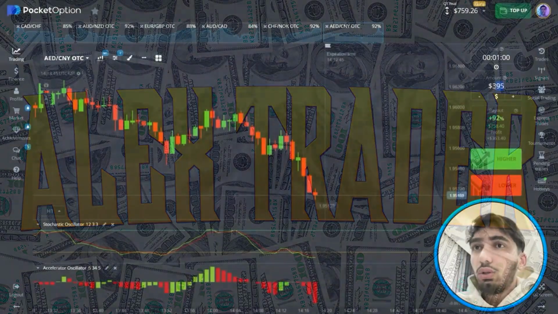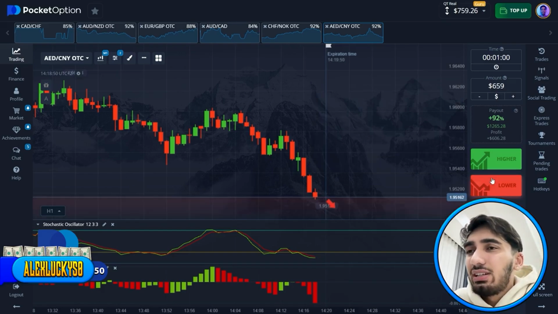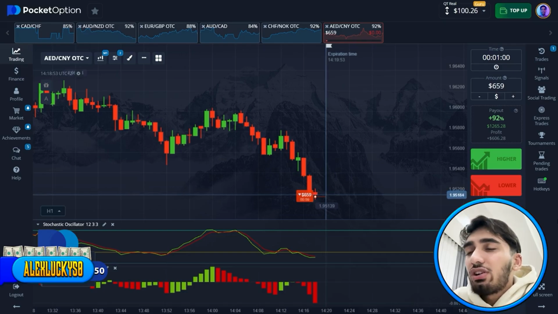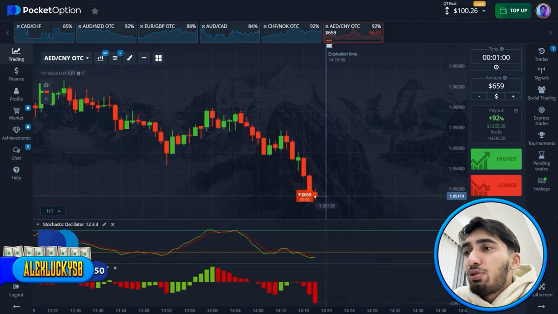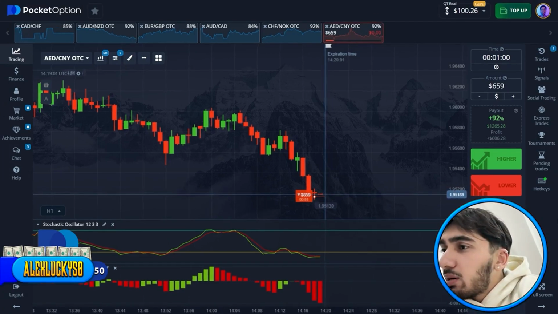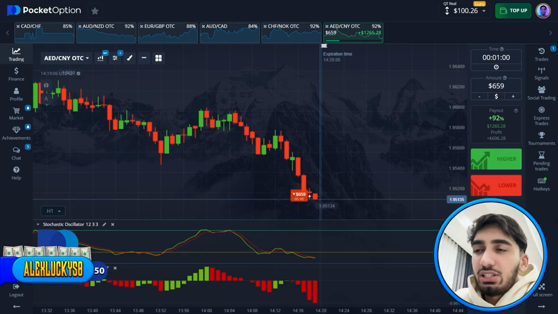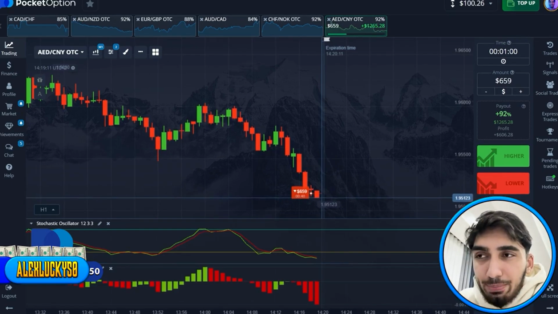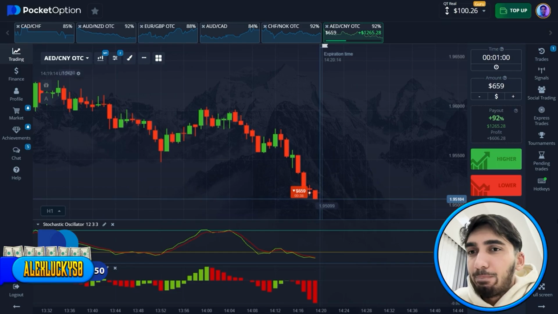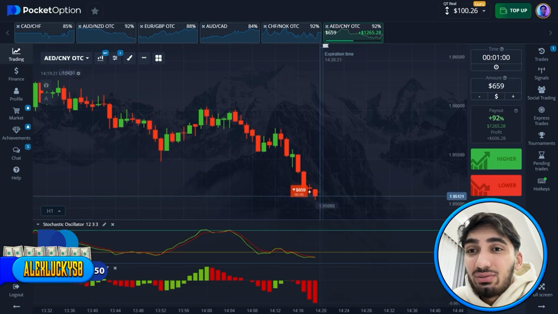Changing it to 659. So guys, right now the dominant bearish trend just continues, and both of the oscillators are confirming the short option. I can't be totally sure about that, so that's why I'm selling, going for short.